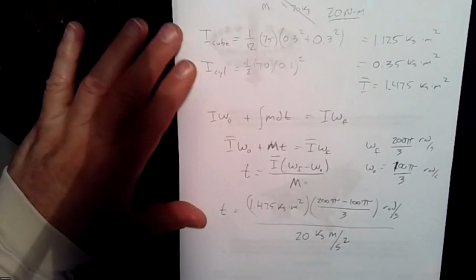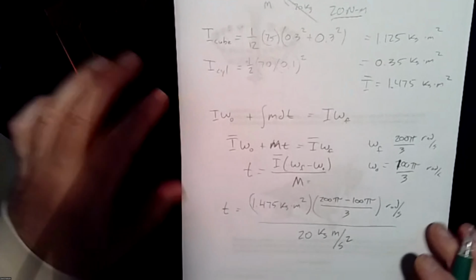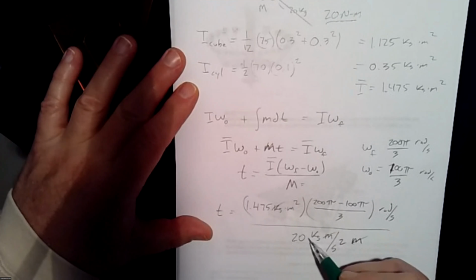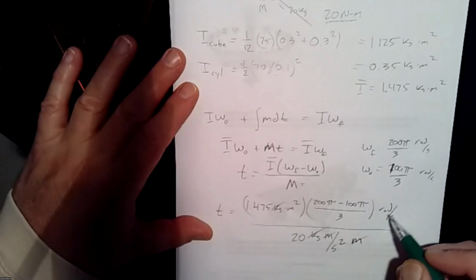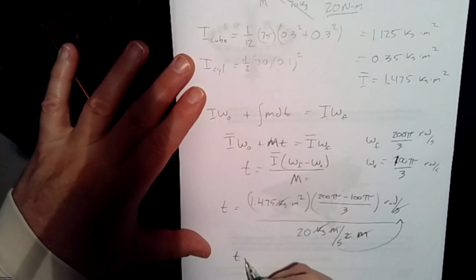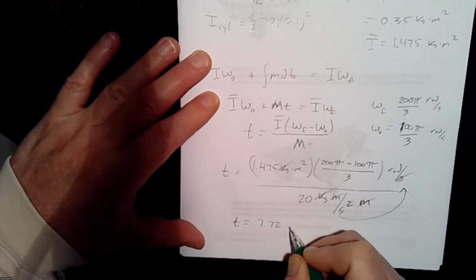So I don't usually go through unit analysis, but here we have. So we can see that times meter, right? So Newton meter. So the meters squared cancel, kilograms cancel. The seconds cancel with that. That comes up at the top. So yes, we end up with T equals about 7.72 seconds.